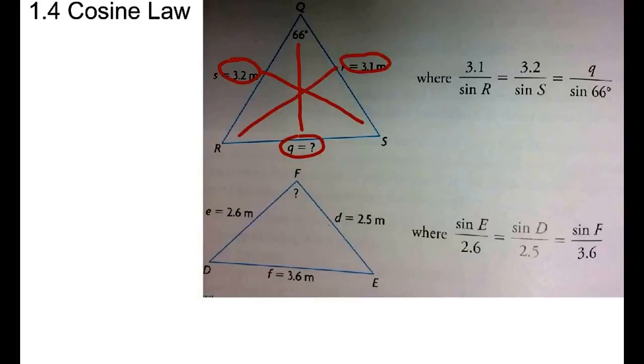So you can see in the formula, we get all three sides. We have 3.1 over r, 3.2 over s, q over sine 66. It doesn't matter which two we pick, we're not going to be able to solve it. For example, like if we say let's just pick these two sides. Well, we have an angle r and an angle s. We can't solve for two things in one equation. We can only do one.